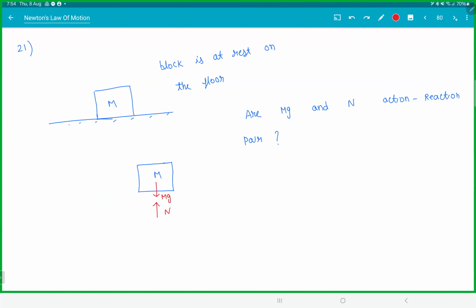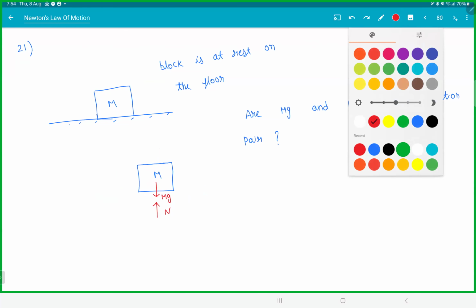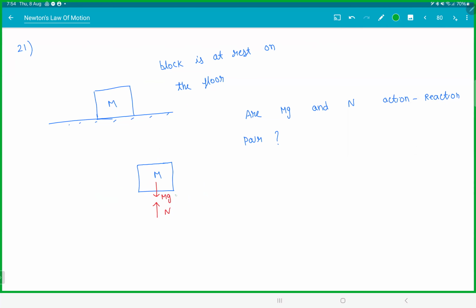They should act on different bodies, but they're acting on the same body. Sixth, they should be of same nature. That is gone too. Mg is a gravitational force. Normal reaction is electromagnetic. They're not of same nature. So N and mg are not a pair.